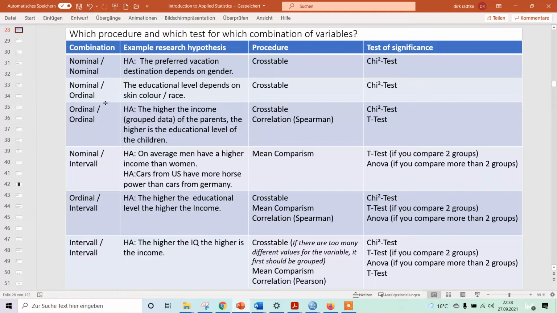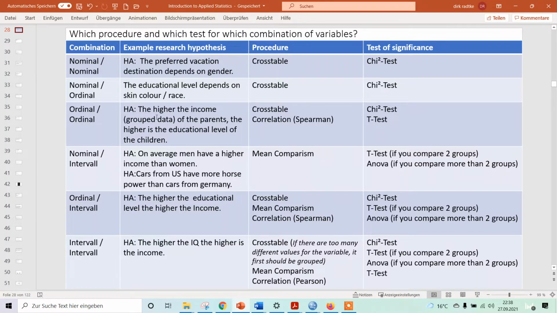If you have the combination of 2 times ordinal scale data, then obviously you can also create a cross table, but you can also calculate a correlation coefficient. That is the correlation coefficient of Spearman. We have 2 main correlation coefficients, Spearman and Pearson. Pearson is for if we have 2 times interval scale data. And if we have 1 time ordinal and 1 time interval scale data, then we also need to calculate the correlation coefficient according to Spearman.